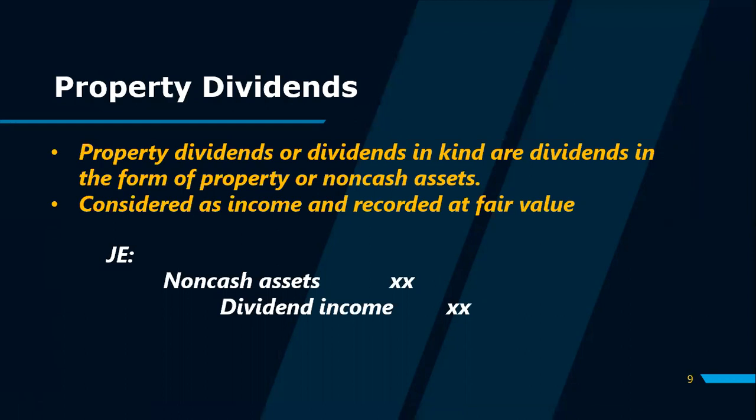Property dividends. Dividends in kind are dividends in the form of property or non-cash assets. It is considered as income and recorded at fair value. So the journal entry is debit non-cash asset and credit dividend income.